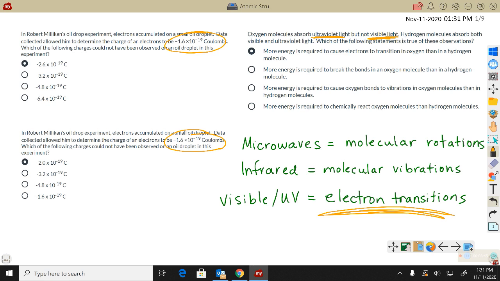That ultraviolet light would be more energetic than visible light. It's beyond violet, visible light. And so more energy is required to cause electrons to transition in oxygen atoms versus hydrogen atoms. So that was the way to make this question a little more manageable, is just to catch that they're mentioning ultraviolet and visible, and then to know that, oh yep, those are the types of energies that I see when electrons are transitioning amongst the energy levels.